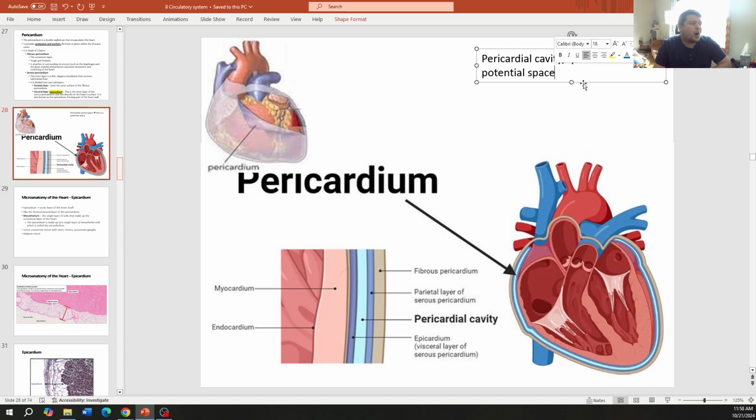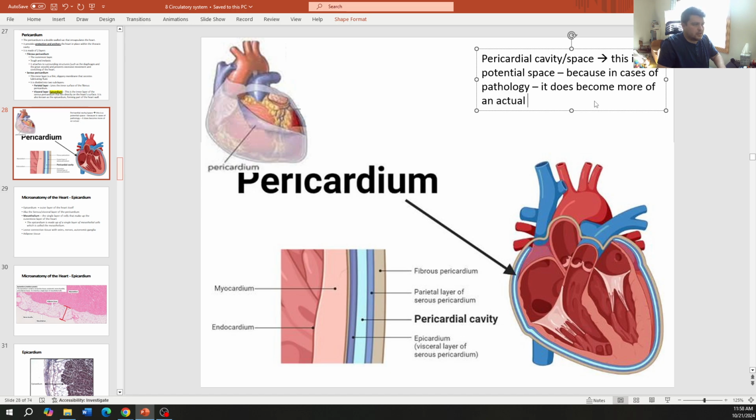Okay? We call it a potential space because in cases of pathology, it does become more of an actual space or a cavity. Like there's a condition called pericarditis. Pericarditis is inflammation of that space, and you can get a buildup of fluid or of blood or of other things in that space that actually then separates those two layers, and that's a big issue.